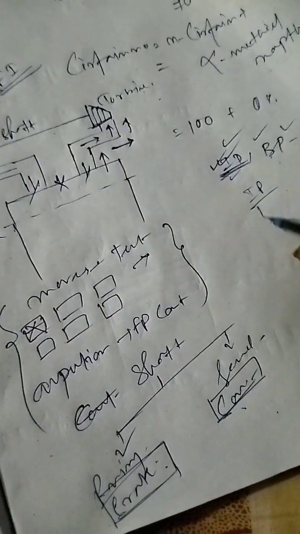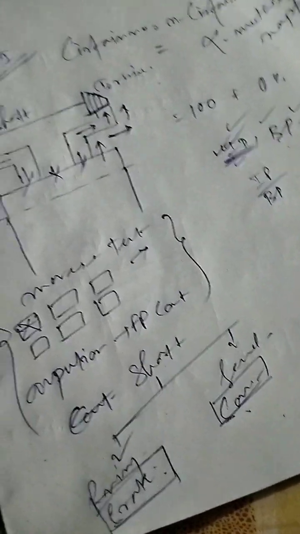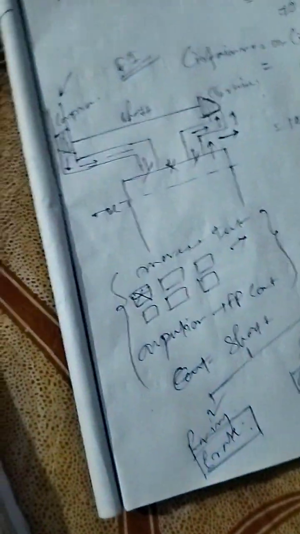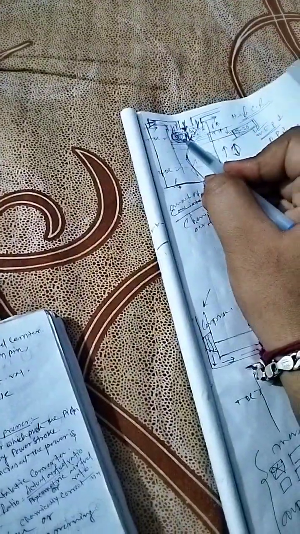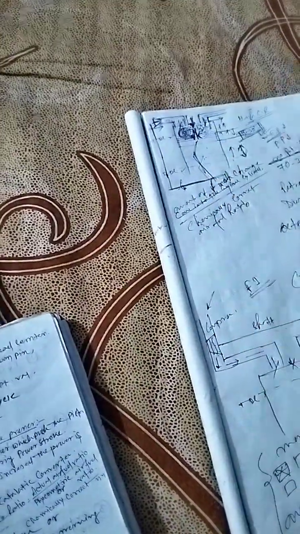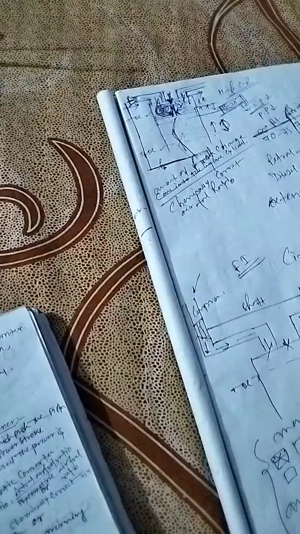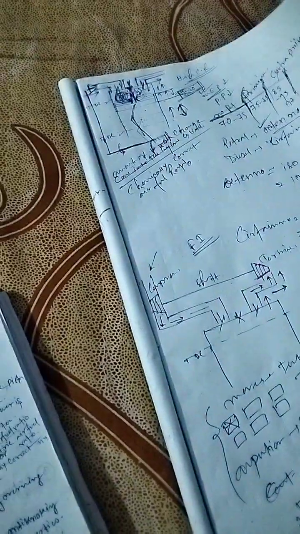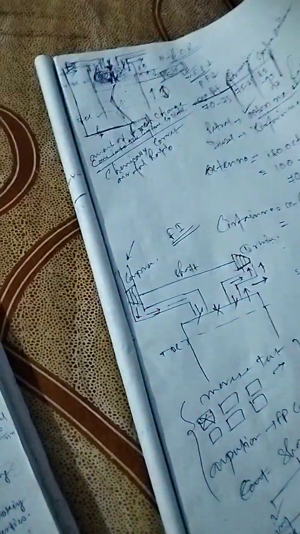This indicated power divided by brake power is known as the mechanical efficiency. Then I come to the thermal efficiency. When an amount of fresh charge comes into the engine cylinder and is burned, an amount of heat will be produced. So that heat is basically known as the thermal efficiency.